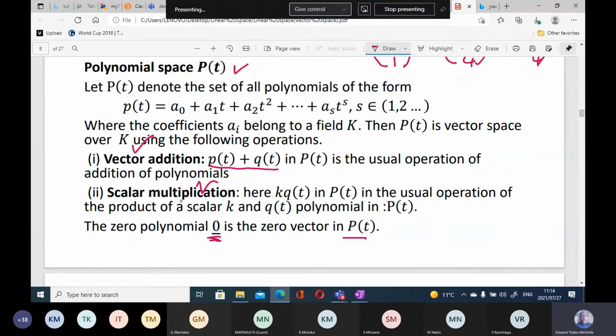You can do scalar multiplication. You can multiply a polynomial by a scalar. It can be any scalar, 2, 3, 4. In P(t), it's the usual operation of a product of a scalar k multiplied by q in P(t). And also there's a way you can subtract two polynomials to get a zero vector. So this means a zero polynomial is also there. Basically, you can see that 0x squared plus 0x plus 0 is also a polynomial, isn't it? So this will be a zero polynomial there. Okay.